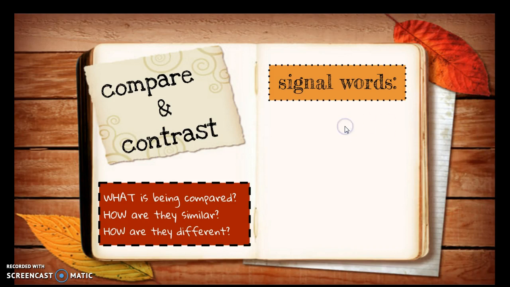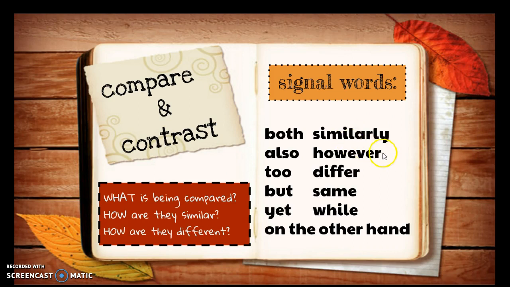Some signal words I might notice: both, similarly, also, however, differ, but, same, yet, while, and on the other hand. And this by no means is a list of all the words that you could use, but it's a good start. And once you recognize some of them, you can see that other ones would sound very similar to them. For example, it just said similar instead of similarly.